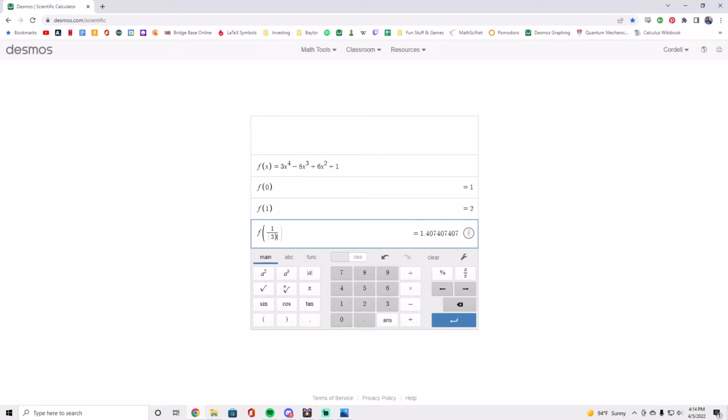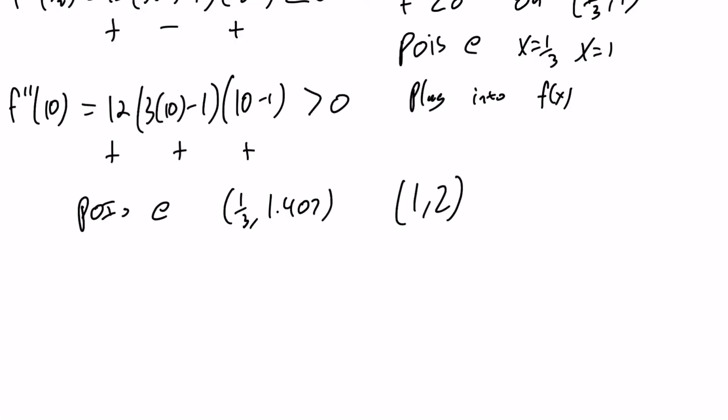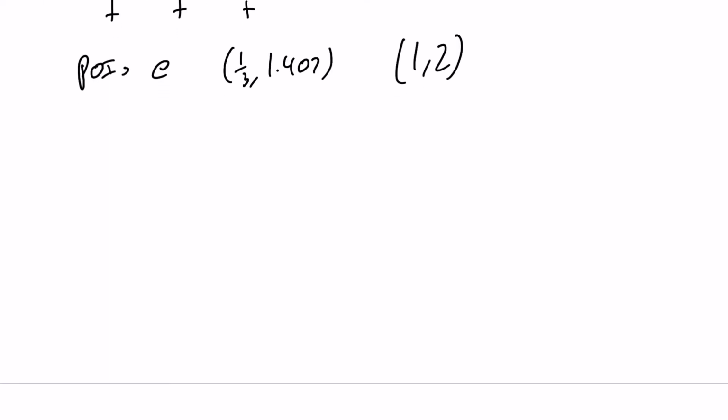So let me write that down. Flip back over here. So we have points of inflection at 1/3, 1.407, and at 1, 2. So now we found all this information. How does this help us? Well, we can determine the general shape of the graph on each interval.